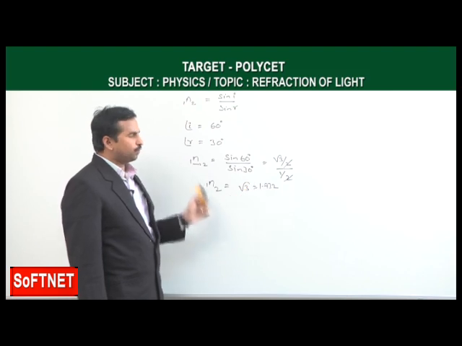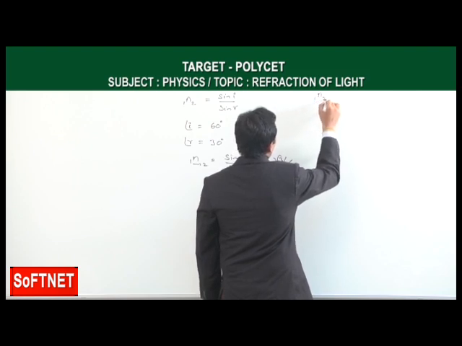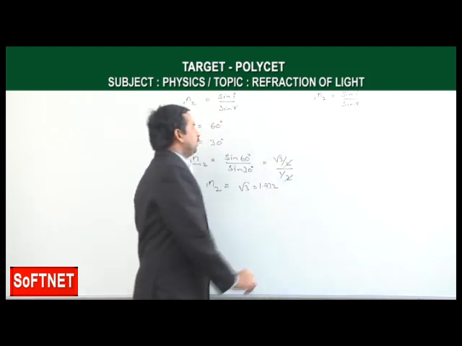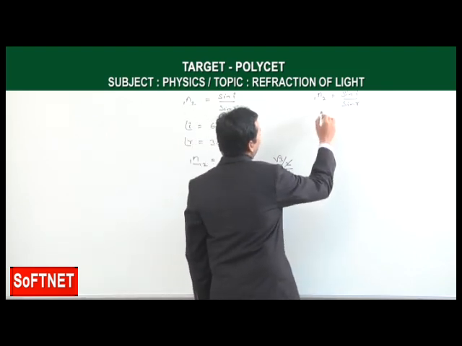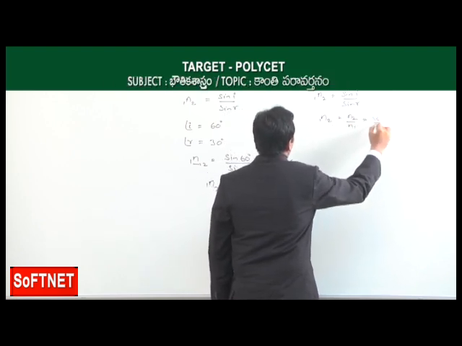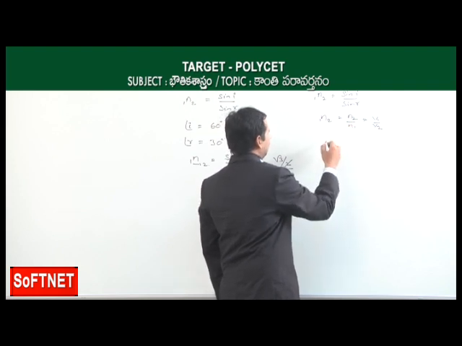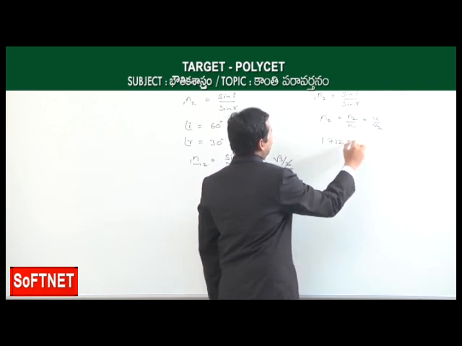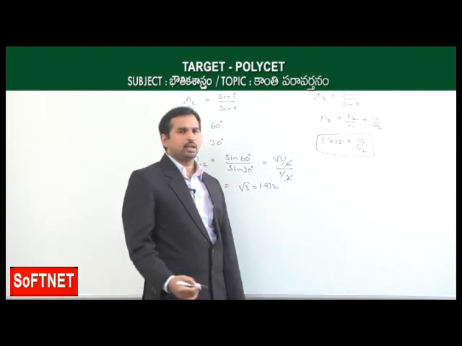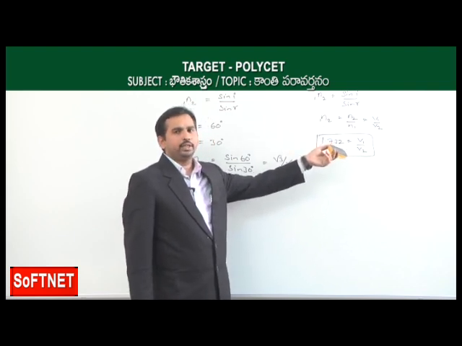In the same way, if you want to calculate the velocity, we take N12 is equal to sin i by sin r. Relating it to velocity, N12 is equal to N2 by N1, which is equal to V1 by V2. Here the N2 by N1 value we got, 1.732, is equal to V1 by V2. So the ratio of velocities of light is also equal to the absolute refractive index here, which is equal to 1.732.